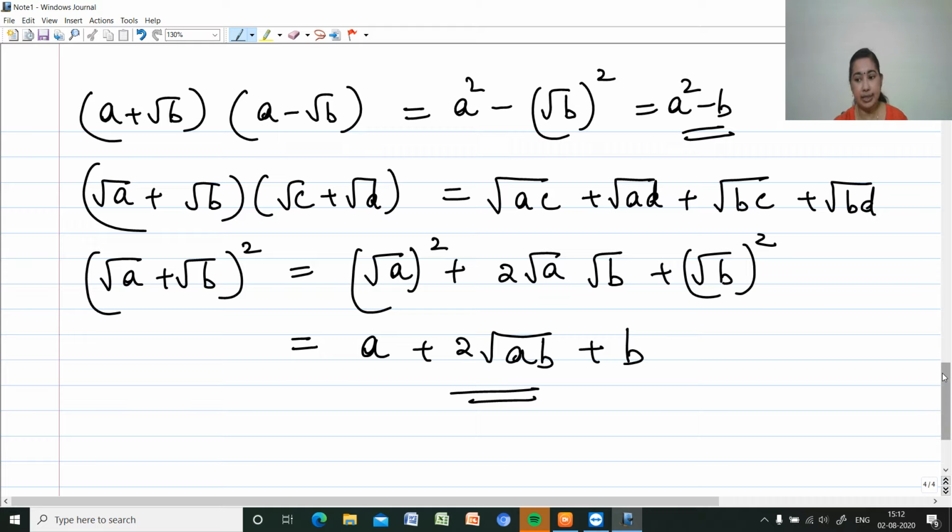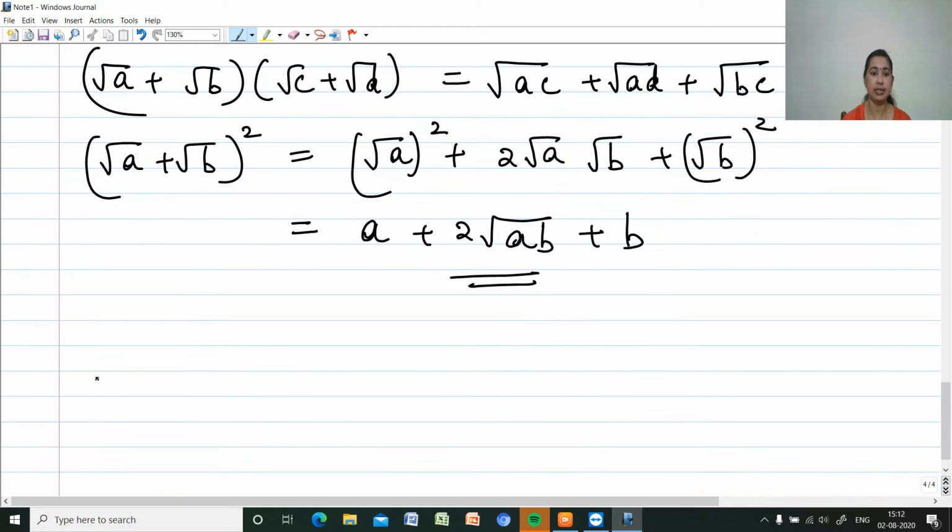Now we will discuss some problems using these given properties. So first one is simplify.